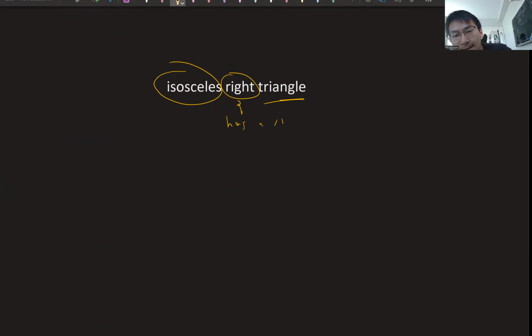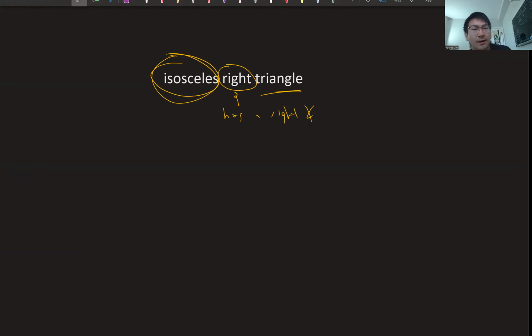So the way you think about this is it's two adjectives, two describing words, and they describe this triangle. This right means that it has a right angle, and this isosceles means, as we said before, at least two sides are congruent. And when you get this picture, let me try to draw it to scale. So let me draw an isosceles right triangle here.